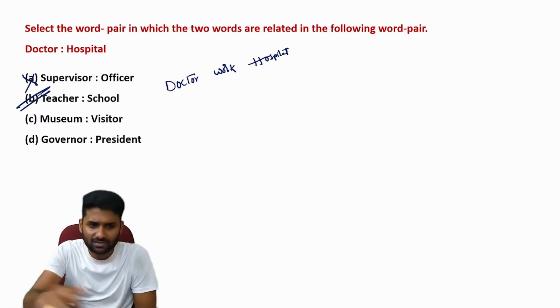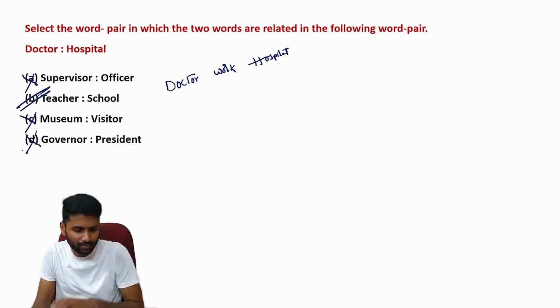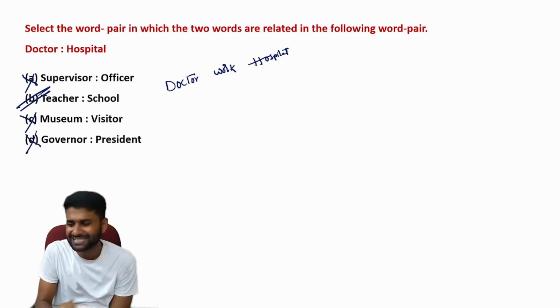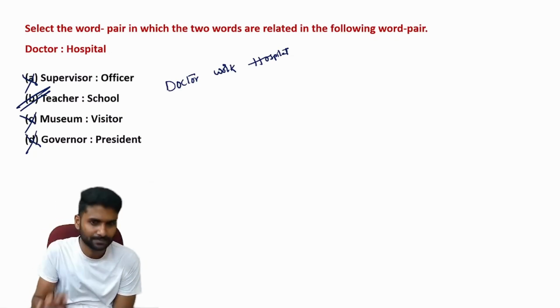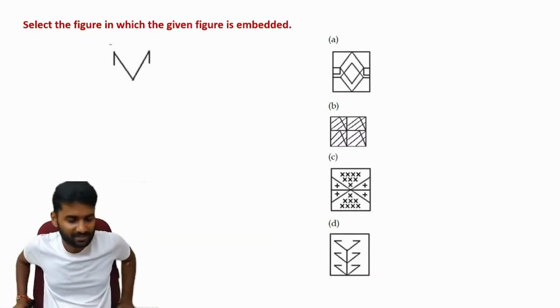Museum, visitor: a visitor does not live in the museum, so C is eliminated. And governor and president are both different people. That's why the relation for doctor and hospital is teacher and school. Doctor works in hospital, teacher works from school. Guys, try to solve this question and post your answer in the comment section. I will check your comments.